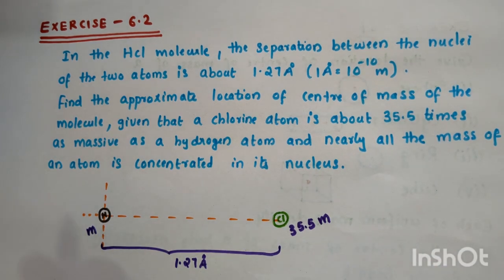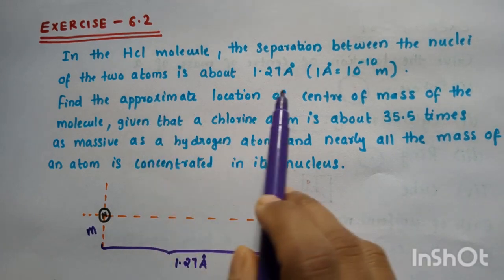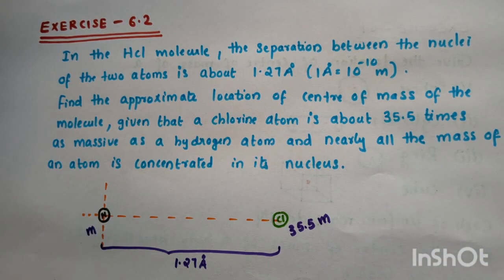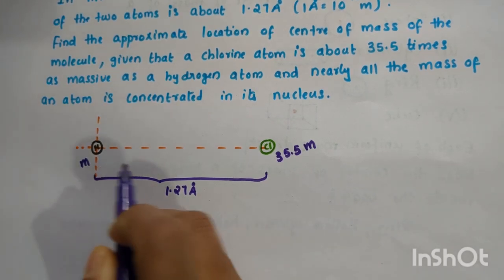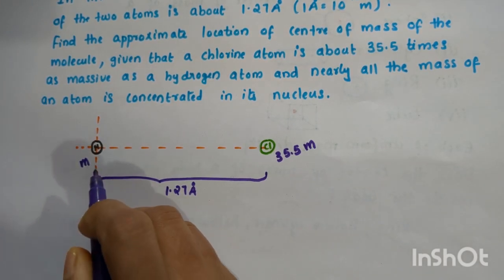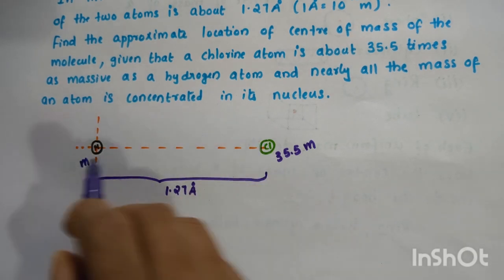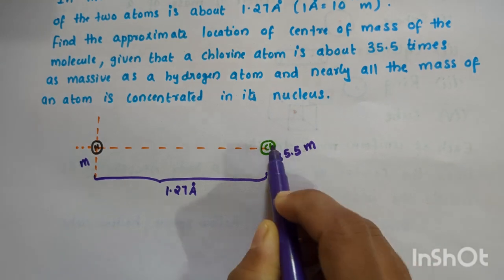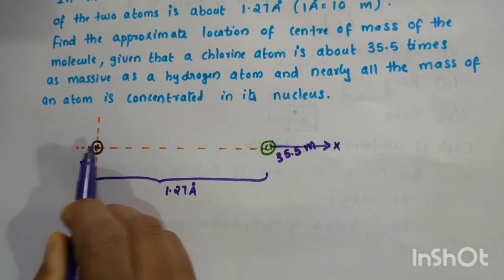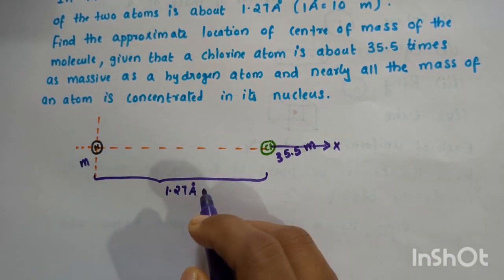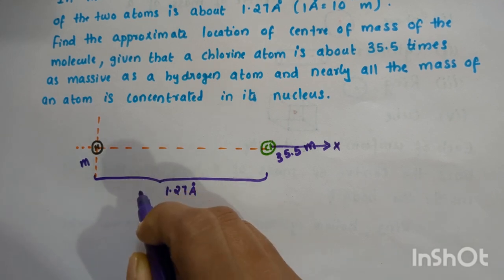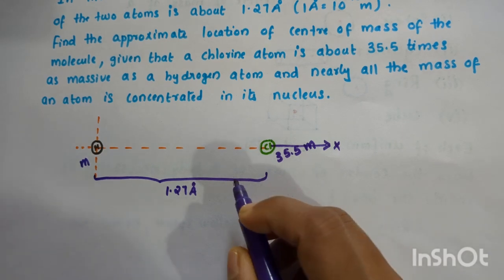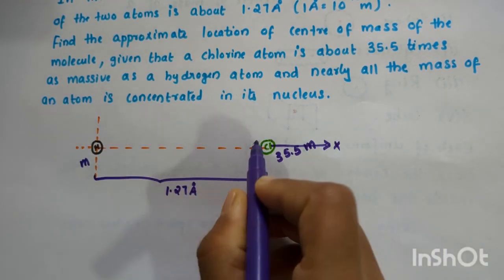Then what do we want to find out? We want to find the approximate location of the center of mass of this HCl molecule. Here we can consider this a one-dimensional case, because both the hydrogen and chlorine atoms are lying along a straight line. If we consider this line as the x-axis, then both atoms are lying on the x-axis. So in one dimension, what is the equation to find the center of mass of a system of particles?